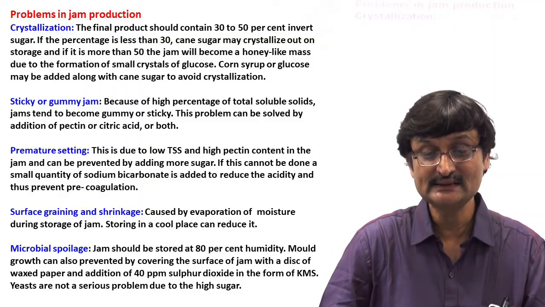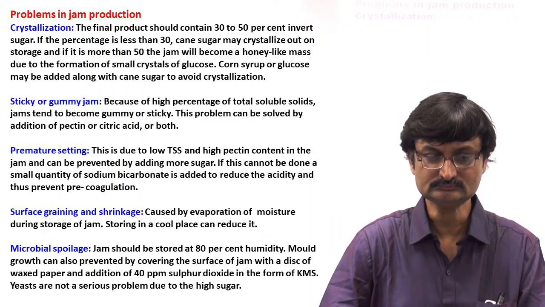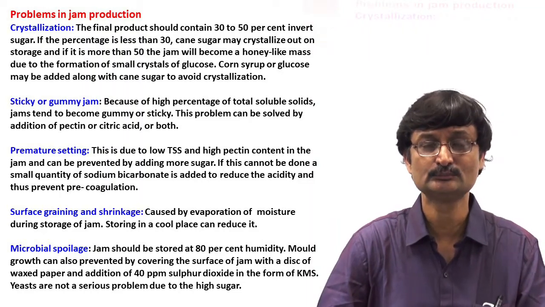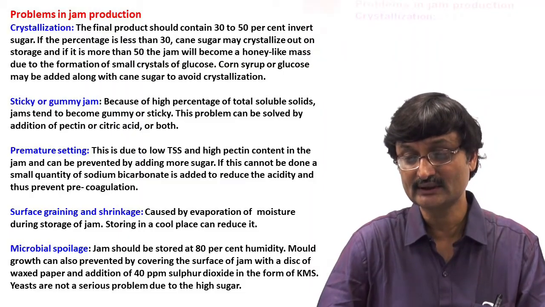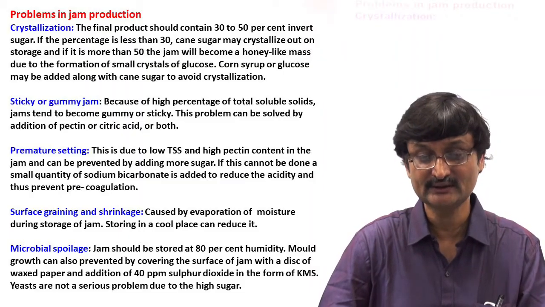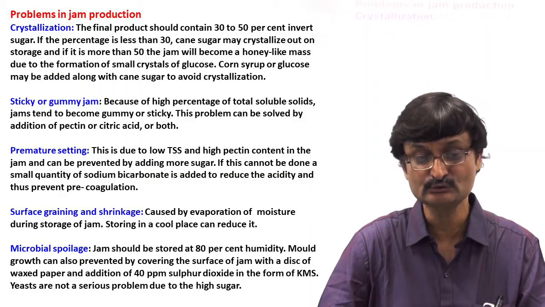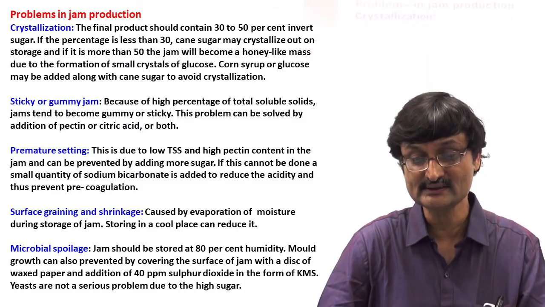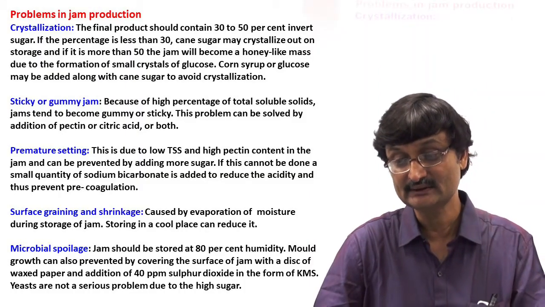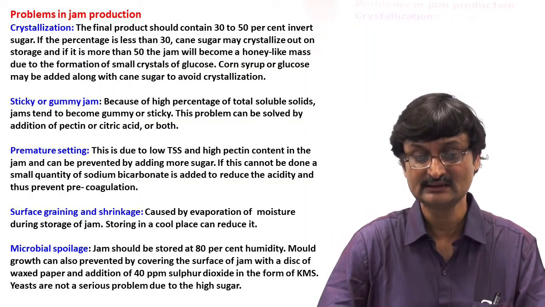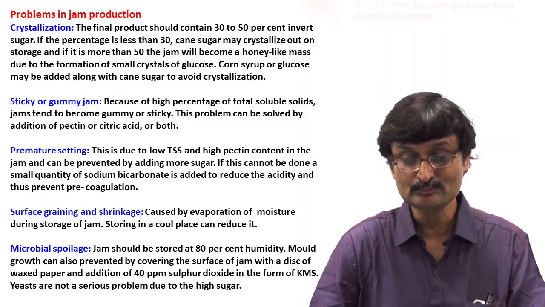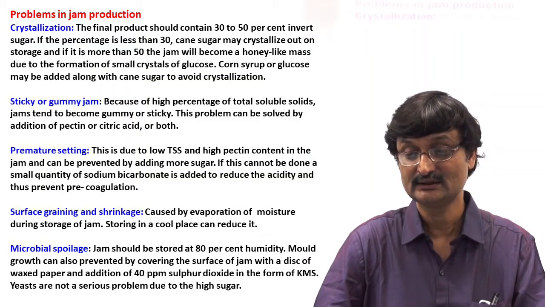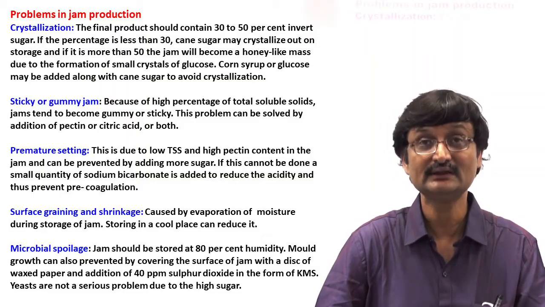Now, problems in jam production. Crystallization is a problem observed in jam. The final product should contain 30 to 50% invert sugar. If the percentage is less than 30, cane sugar may crystallize out on storage, and if it is more than 50, the jam will become a honey-like mass due to the formation of small crystals of glucose. Corn syrup or glucose may be added along with cane syrup to avoid crystallization.